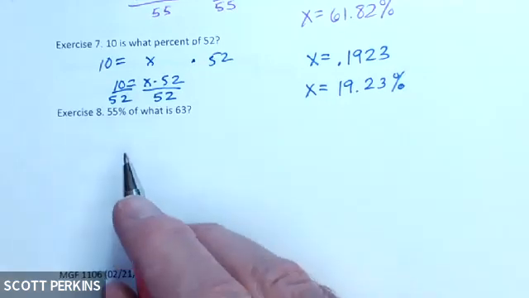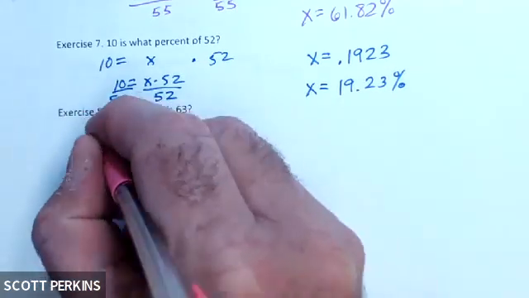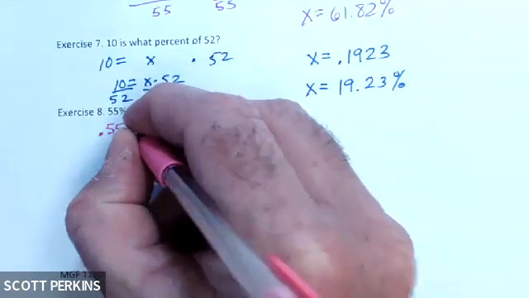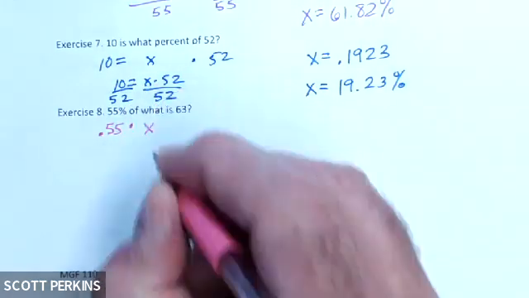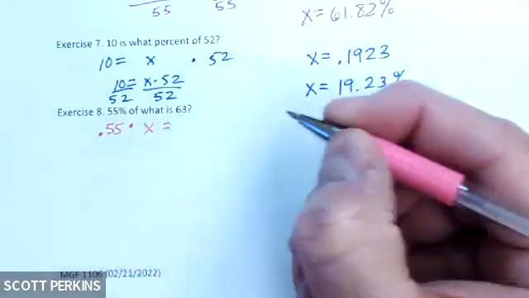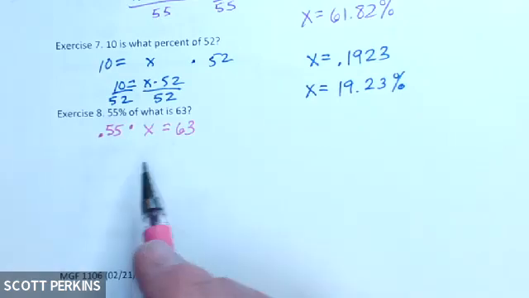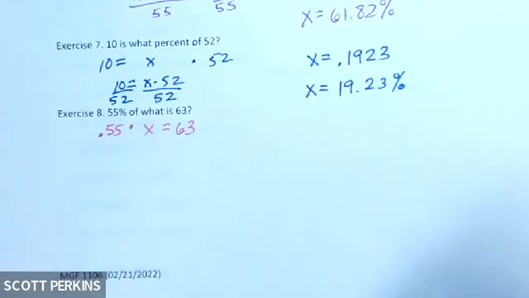Okay, so 55% is 0.55. Got to use that decimal. Of means to multiply. What is X equals is 63. So again, I've just shown you the third type of missing thing. The first two problems we did in this page, the what was after the equal sign. The next three problems, the what was the percent. This one, we're taking a percent of what. So it's the same sort of thing though.